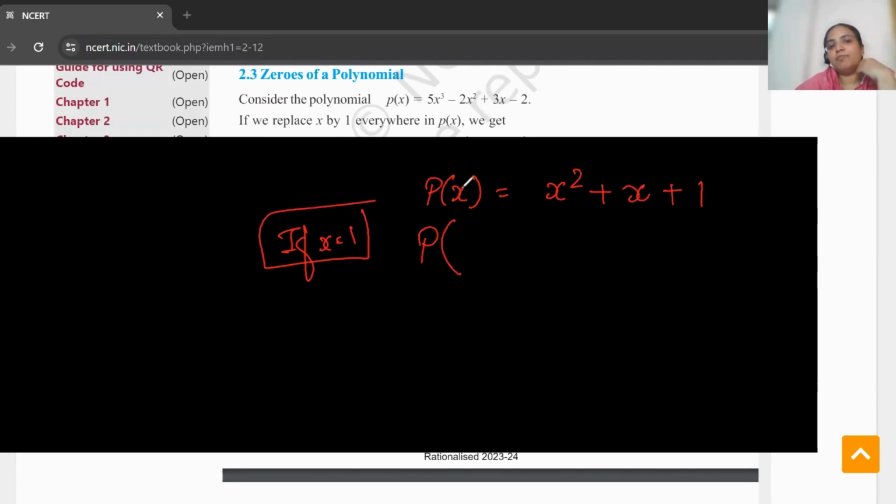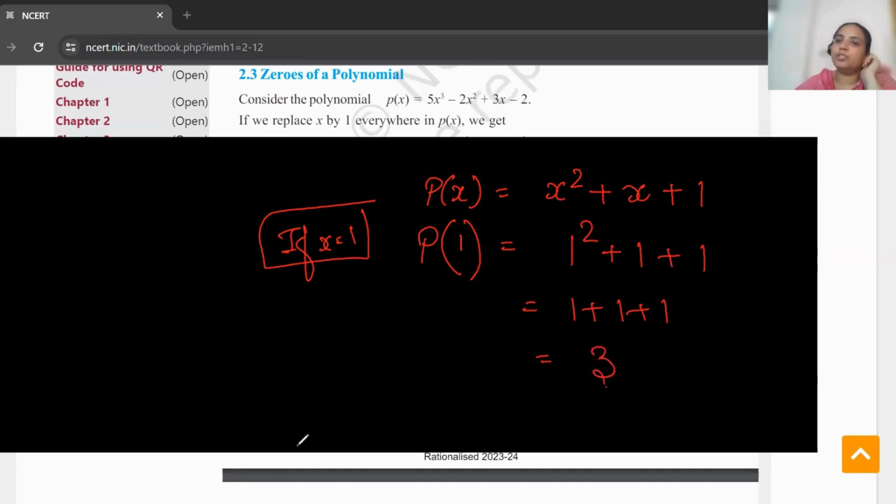So I'll write, instead of p of x, I'll write p of 1, because now everywhere where x was put, I will put 1. So that will be 1 square plus 1 plus 1. So this is 1 plus 1 plus 1. So that is 3. Understood, bache, or not? So p of 1 will be 3. Matlab the value of the polynomial at x is equals to 1 is 3. Understood or not, bache? Clear? So this is like the variable ka value given to you, and you are finding the value of the complete polynomial at that value of the variable.